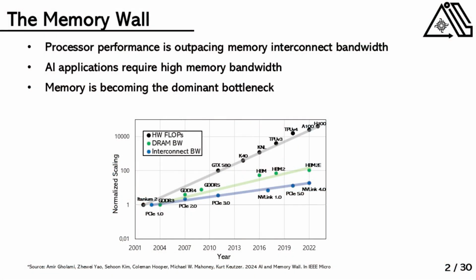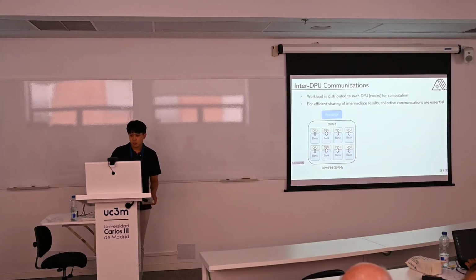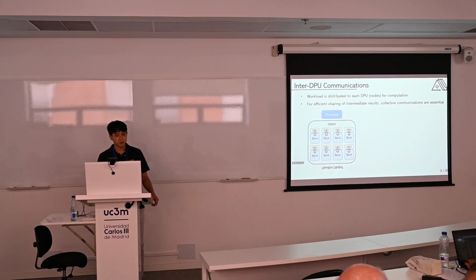So today, many systems suffer from what is called the memory wall. The memory wall refers to the phenomenon where processor performance is increasing rapidly, but memory performance isn't quite following. As many AI applications require high memory bandwidth, the memory wall is becoming more and more the dominant bottleneck. So one solution to the memory bottleneck is processing in memory.